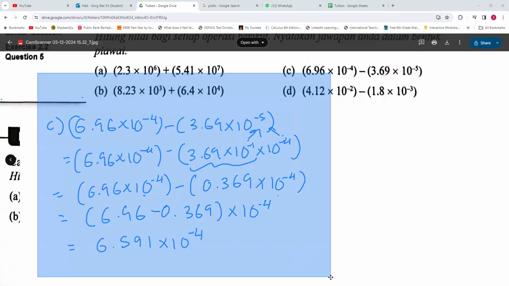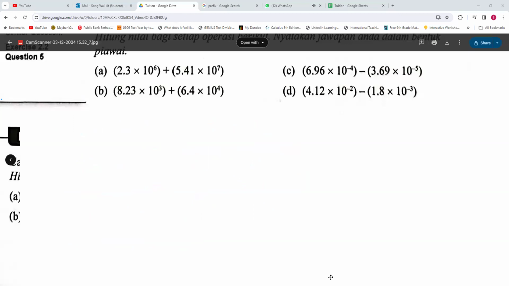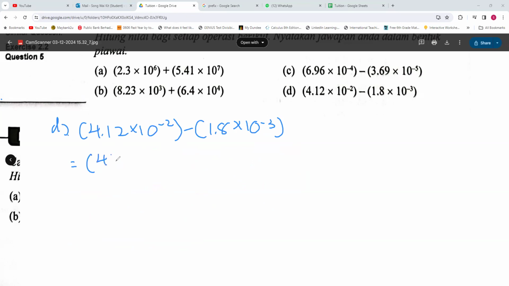All right, now we proceed with question D. Just take note that the power is negative. So you've got 4.12 times 10 power negative 2 minus 1.8 times 10 power negative 3. We'll split the 3 into 2 and 1, or 1 and 2, whichever way you imagine it to be. So 10 power negative 1 times 10 power negative 2.